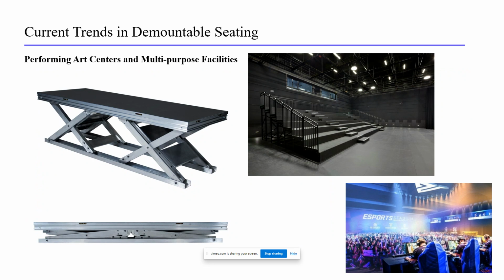Another trend in performing arts and multi-purpose facilities is a rising or uplift sort of platform. This provides an unlimited array of vertical positions within a range of about 12 to 16 inches at the low end to about 48 inches at the high end. You can reconfigure that a little bit. Those are called uplift platforms. Those have become quite popular. So people are looking to do more within an existing space.